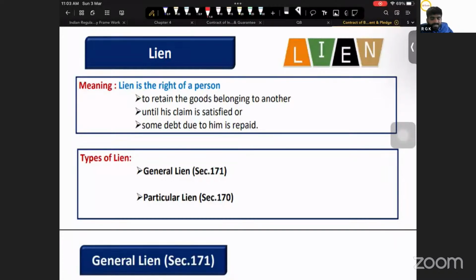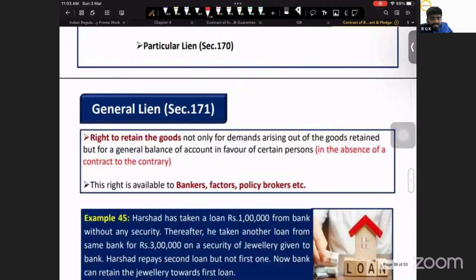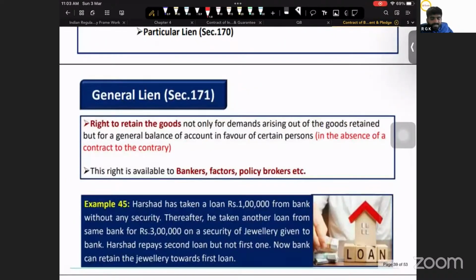General lien: the right to retain the goods, not only for the demands arising out of the goods retained, but for the general balance of account in favor of certain persons. General balance means any balance that is to be received. That is called a general lien. The right is available to bankers, factors, wharfingers, policy brokers, and attorneys of law.